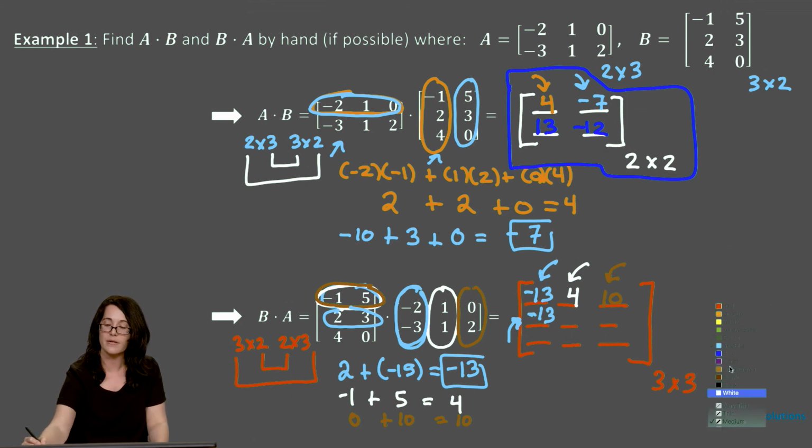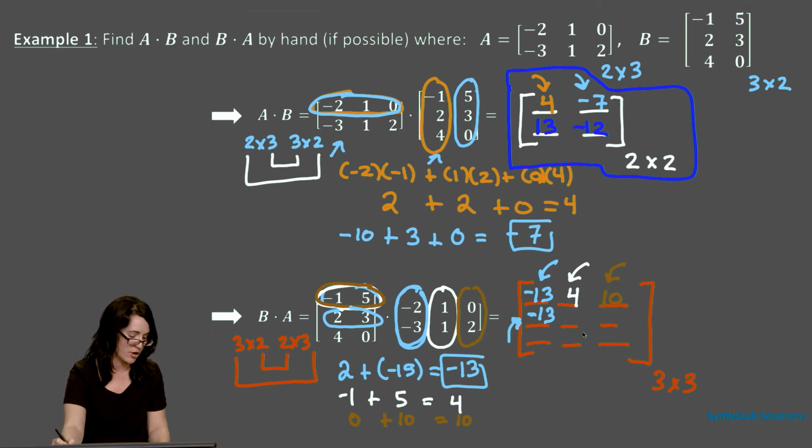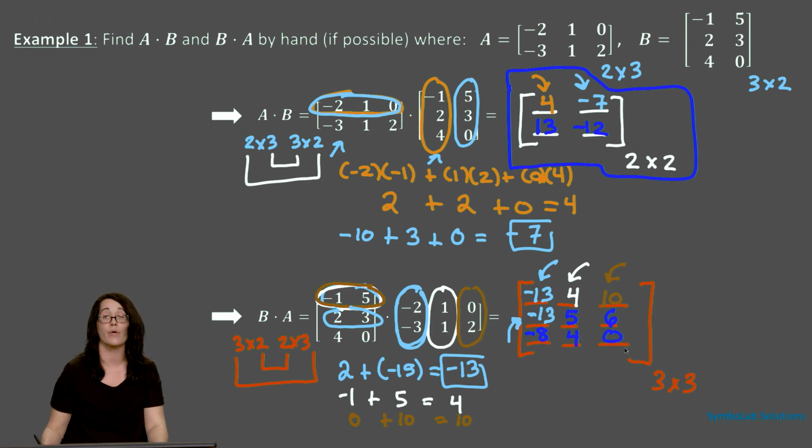And the resulting entries for this matrix are going to be, after the negative 13 in row 2, you'll have 5 in column 2 there. You'll have 6 in column 3. In row 3, you'll end up with negative 8 for row 3, column 1. You'll end up with a 4 for row 3, column 2. And you'll end up with a 0 for row 3, column 3.